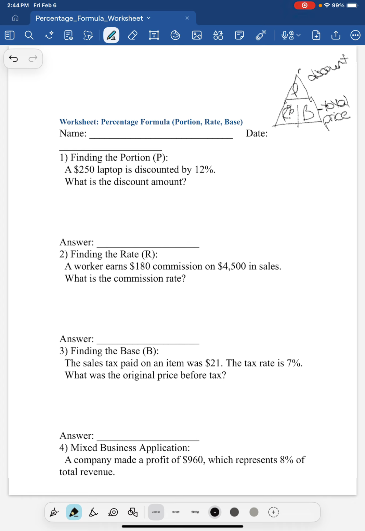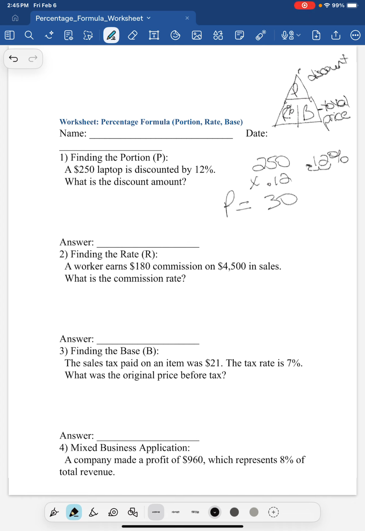So we did this in the last lesson. We have a $250 laptop and we have a 12% discount. So we need to make this a decimal, and we just move it 2 places. So we have 250 times 0.12. I'm going to do that on my calculator instead of taking you through the steps because you need to learn to do that on your calculator as well. And your answer is 30. So your discount amount is 30. Your portion equals 30.